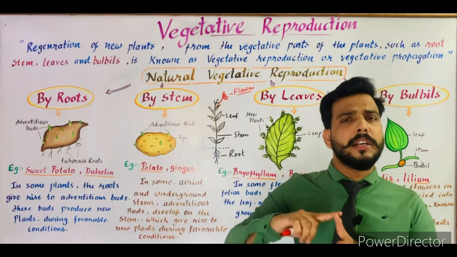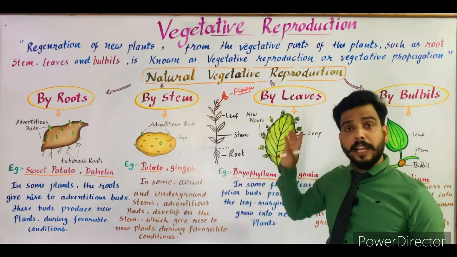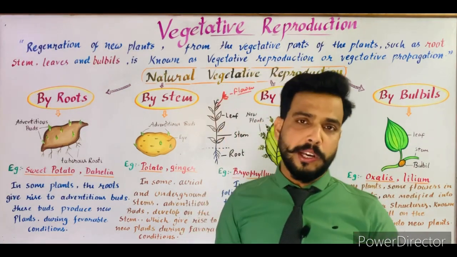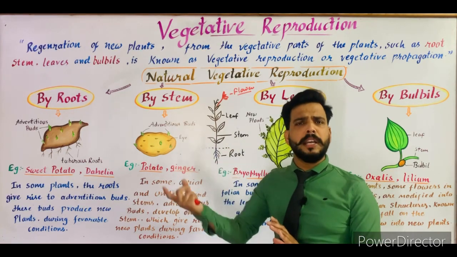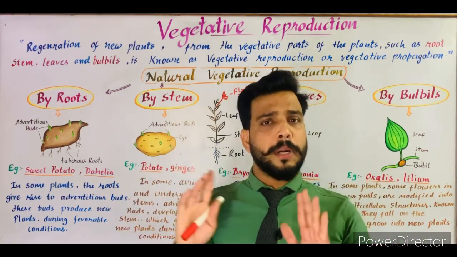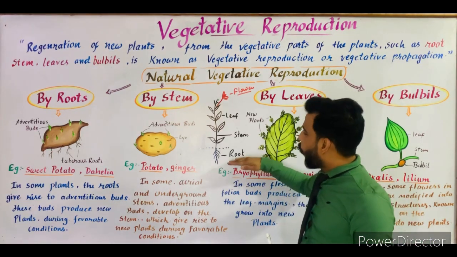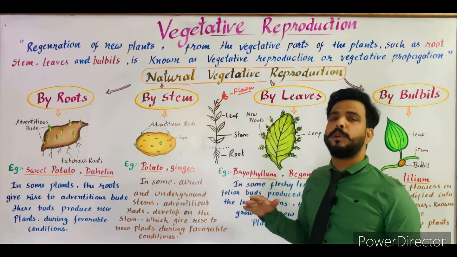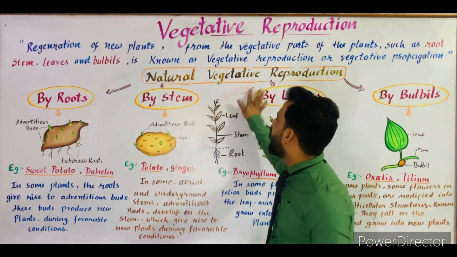If reproduction occurs with the help of these vegetative parts, root, stem, leaves, then this type of reproduction is termed vegetative propagation or vegetative reproduction. If reproduction takes place with the help of floral parts, the androecium and gynoecium, which are the male and female parts of a flower, then it is termed sexual reproduction. But we are not going to talk about sexual reproduction in this lecture. When reproduction takes place with the help of root, stem and leaf, this type of reproduction is known as vegetative reproduction. We are not going to talk about the flower or sexual reproduction.